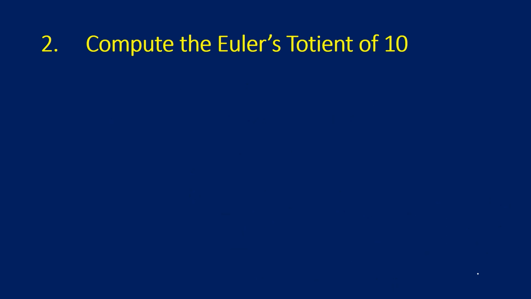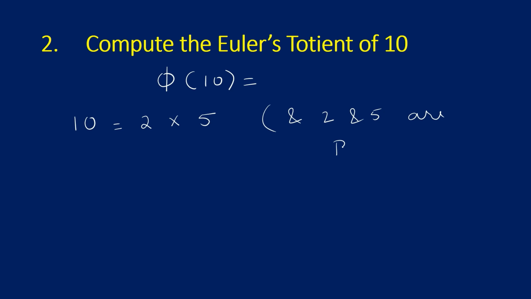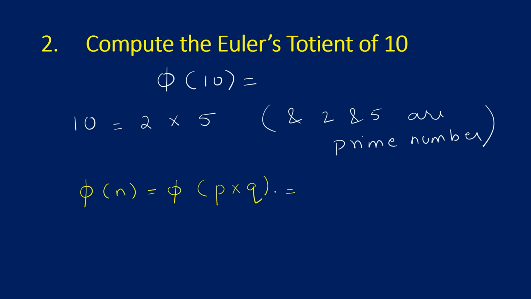Let us now check out the second numerical, that is what is Euler quotient of 10. So we have to find Euler quotient of 10. Now if you see the number 10, you already know it is a product of 2 into 5, and you already know 2 and 5 are prime numbers. So 10 is a composite number which is a product of 2 prime numbers, and since n is a composite number, the Euler quotient of p into q is always given as p minus 1 into q minus 1.